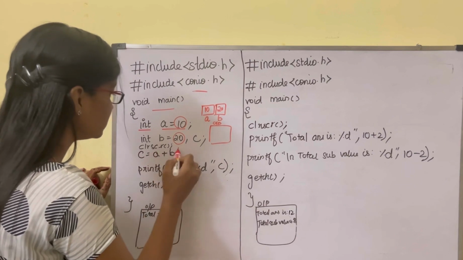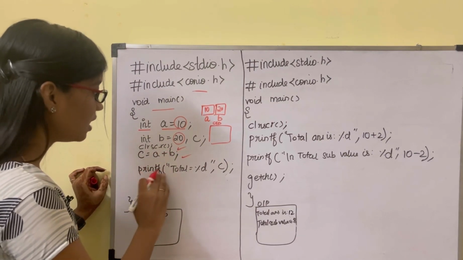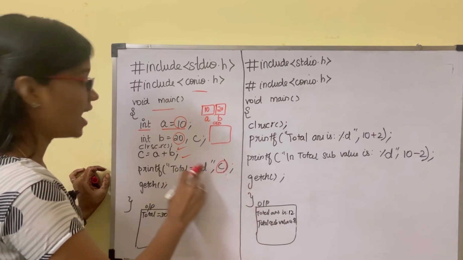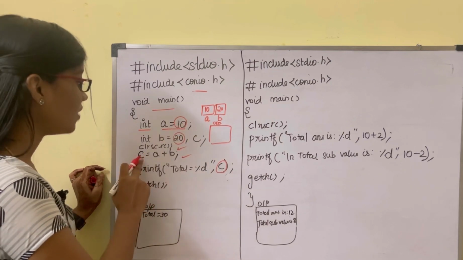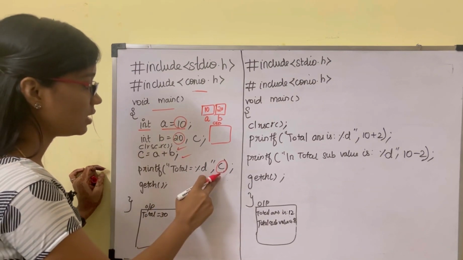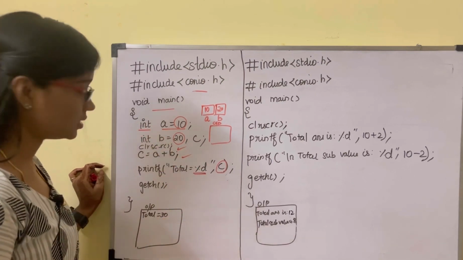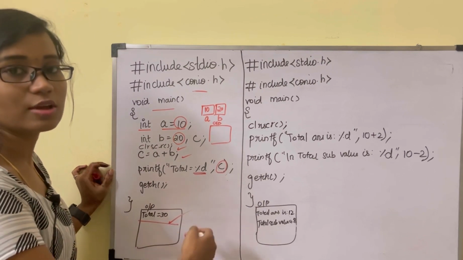Then clear screen, c is equal to a plus b, directly I have given the formula. Then printf, I am going to print and see the value inside c. As I have given the formula c is equal to a plus b, it is going to add a and b, and the value of c is going to be printed here. This %d will be replaced by the total answer. So in my output screen, only one line is printed, total equal to 30.